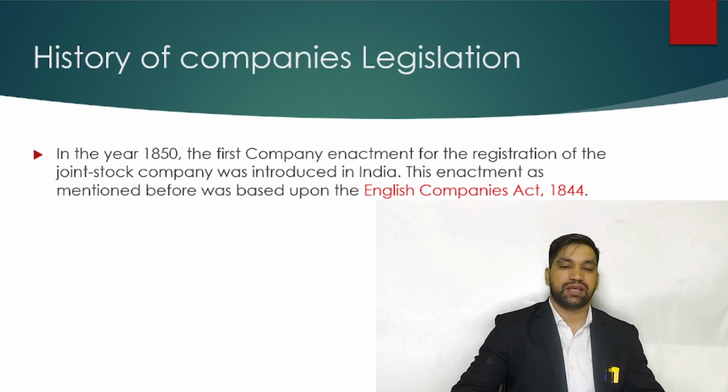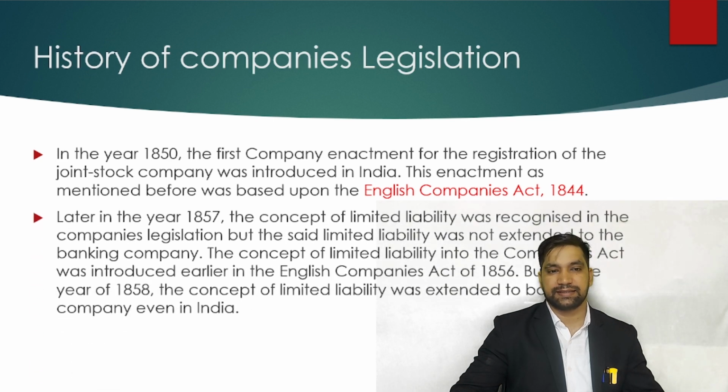So जो 1850 में ये एक्ट आया था, ये इंग्लिश कंपनीज एक्ट 1844 से लिया गया था और इंडिया में इसको इम्प्लीमेंट किया गया. Later in the year 1857, the concept of limited liabilities was recognized in the company's legislation, but the said limited liabilities were not extended to the banking company.